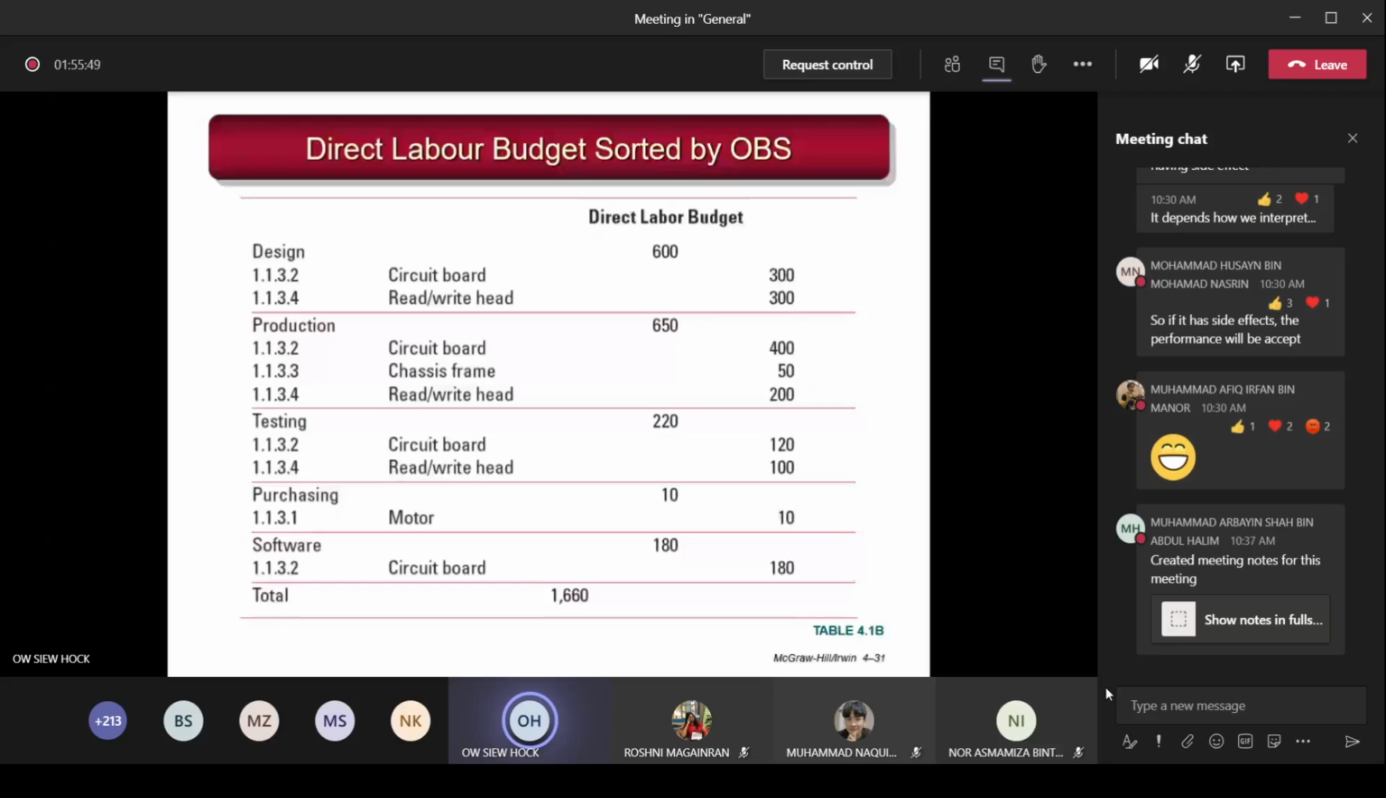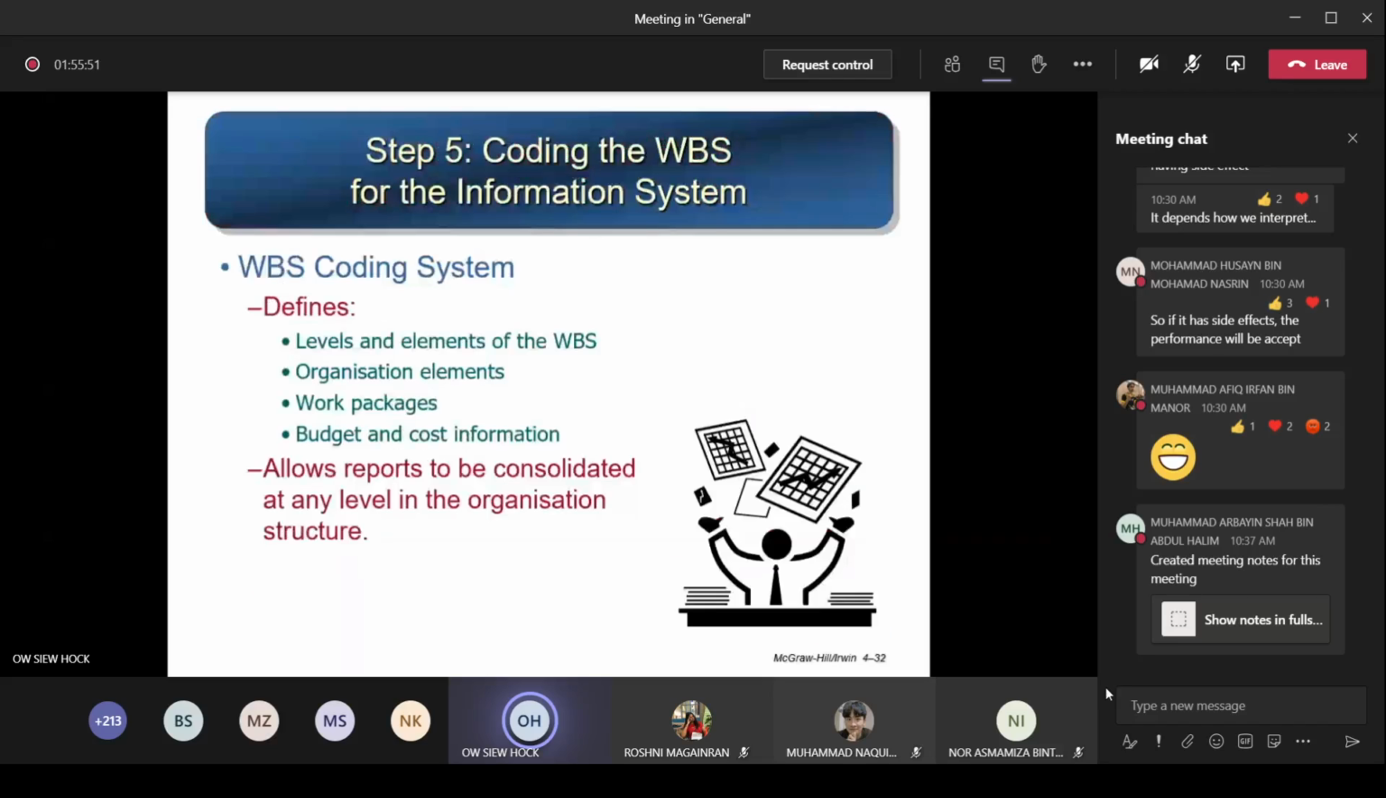So now the last step. Okay, coding the WBS for the information system. When you code this WBS, you can see the numbering. You define the levels and elements of the WBS. You break down the lowest level, and how you number each level is usually 1.0, 1.1, 1.2, 1.1.1, 1.1.2, and so on. So that's how you define each level.